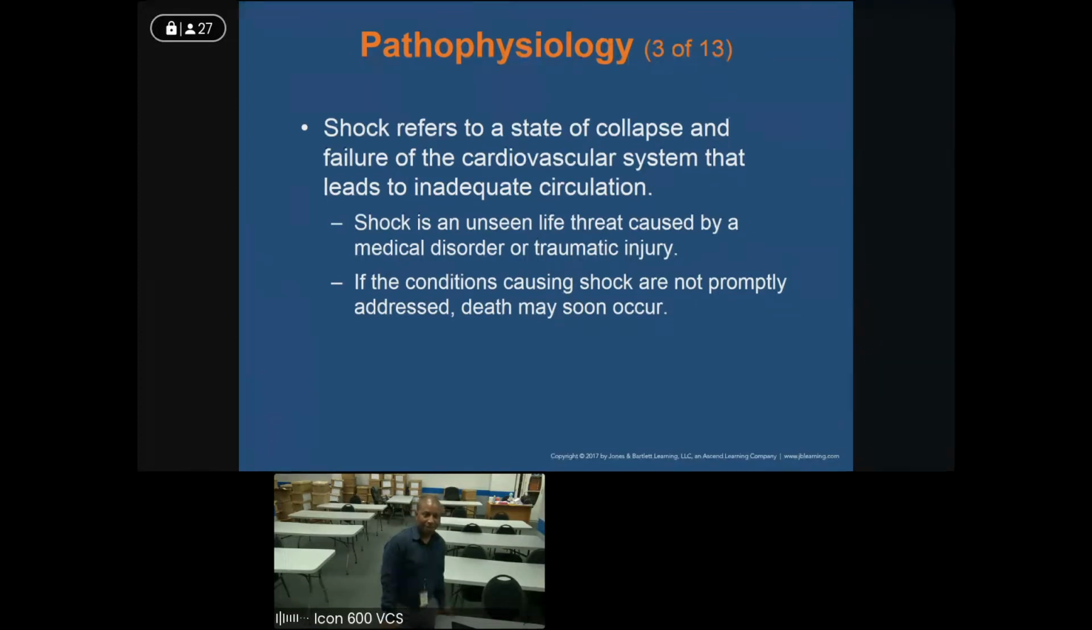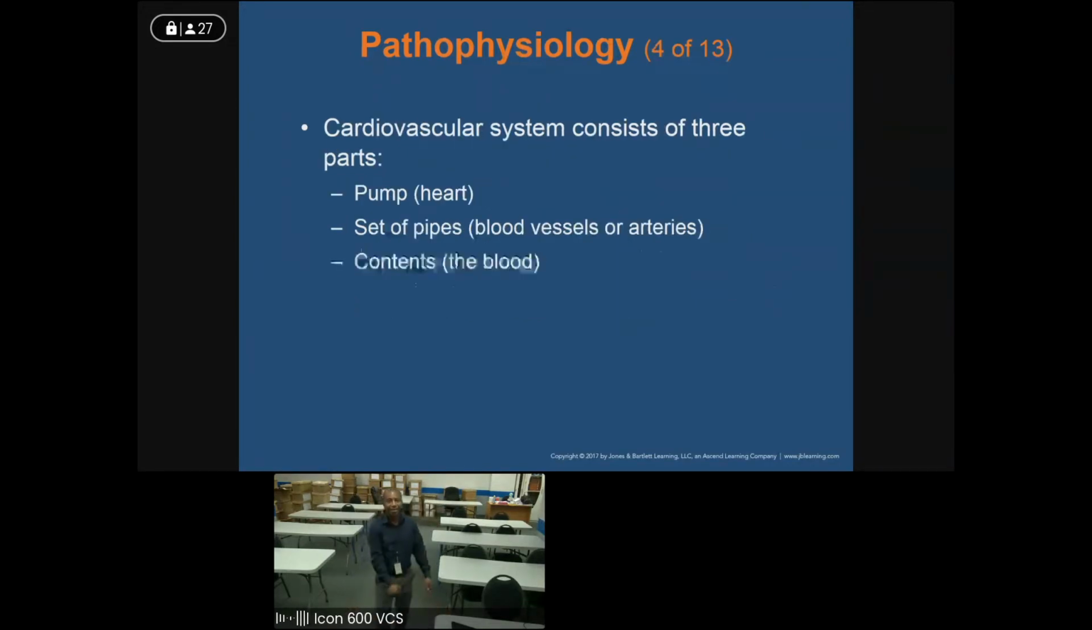Right. So the cardiovascular system consists of 3 parts: pump, pipe, and fluid. So if one of these things is interfered with, there's a problem. The pump, meaning the heart, the pipes, meaning the vessels or the arteries, and the fluid, which is the blood. So one of these 3 things is affected and causes shock. Always remember that. It's the pump, the pipes, or the fluid.